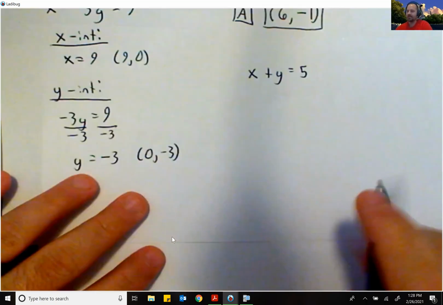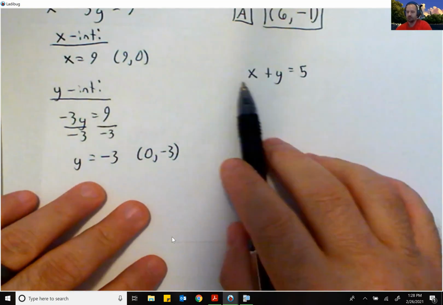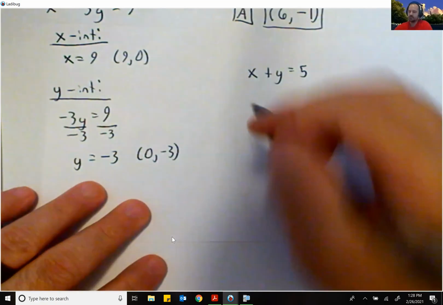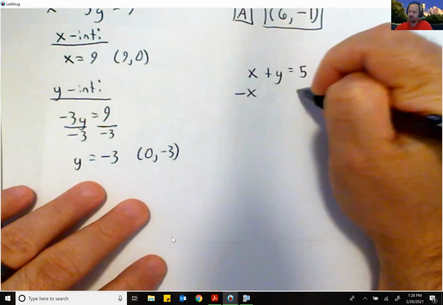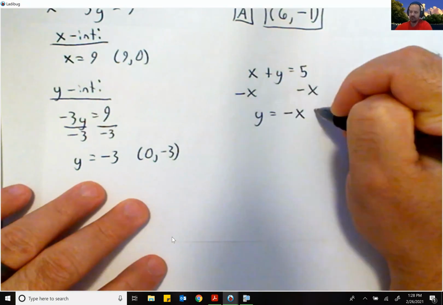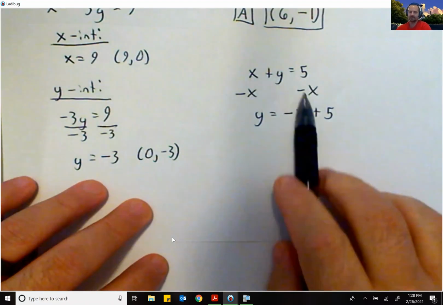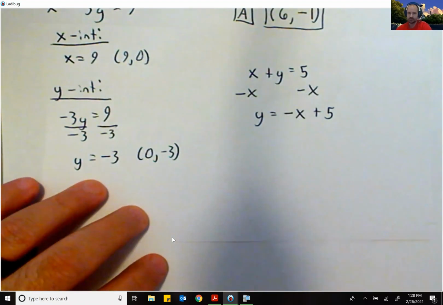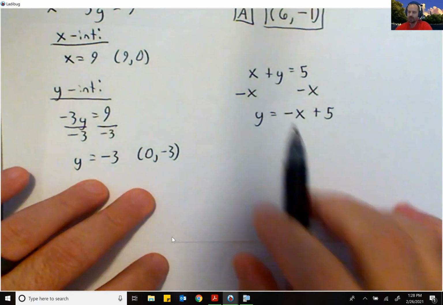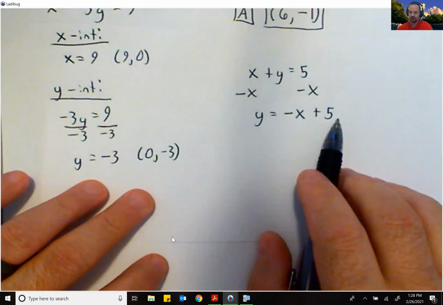So how do I get this in slope intercept form, which is y equals mx plus b? You have to isolate y, so you would have to subtract x. Good. So we're going to subtract x from both sides, and we get y equals negative x plus 5. Or you can write 5 minus x. Either one is correct. I always like to put the x variable first. So there's one of the equations I'm going to put in my graphing calculator.